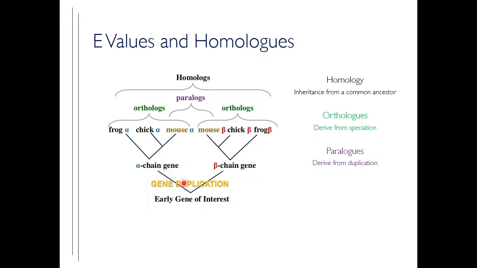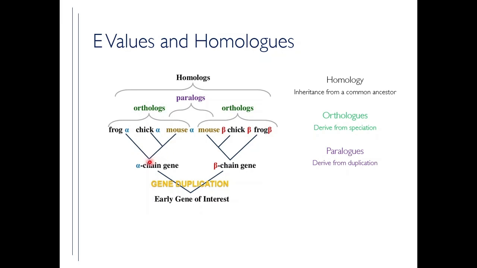Because this gene duplication event has occurred, this can then be passed through to different organisms. So let's say that the alpha chain, for example, here, this ancestral organism then diverges into a frog, chicken, and mouse. These are all orthologs of each other because this alpha chain has speciated essentially. Through speciation it has been incorporated into a frog, a chicken, a mouse.